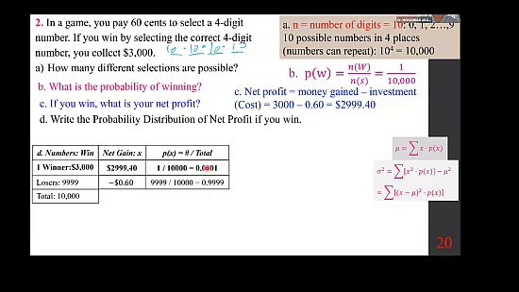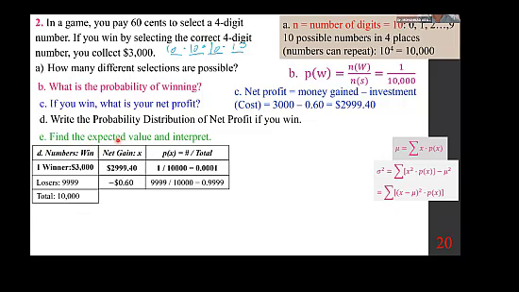Probability of winning is 1 out of 10,000. Then the rest of it, that means 1 minus that, is for the rest. So winner, net gain, 1 out of 10,000, and everybody else, negative 0.6. The sign is extremely important. So this is the probability distribution of net profit.